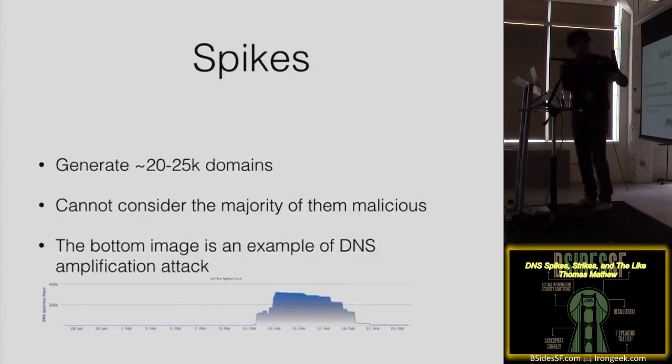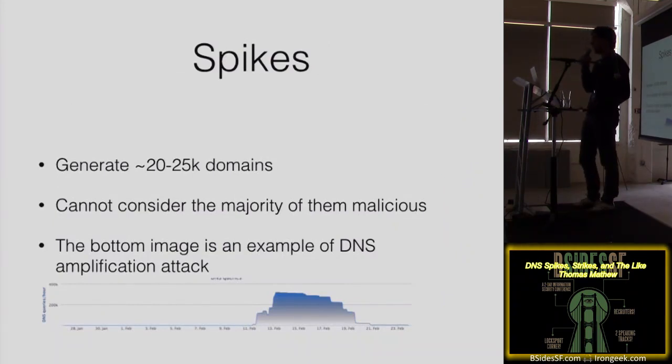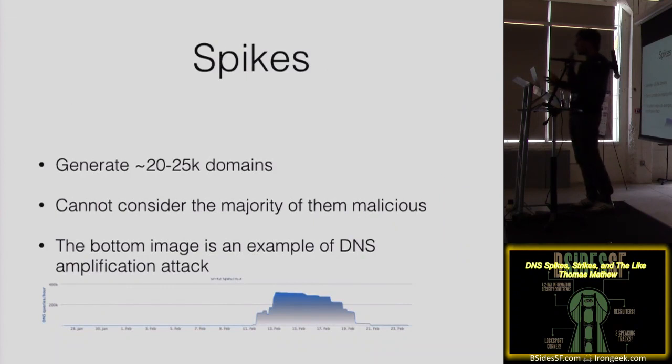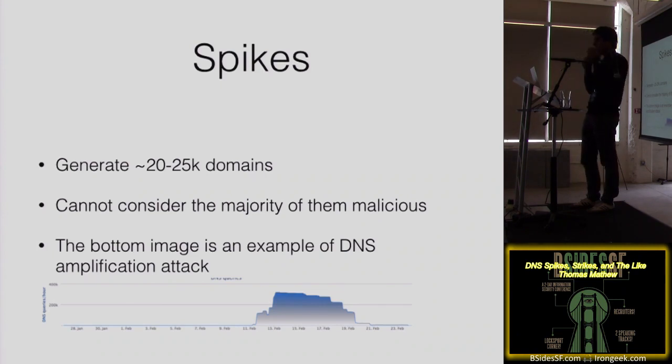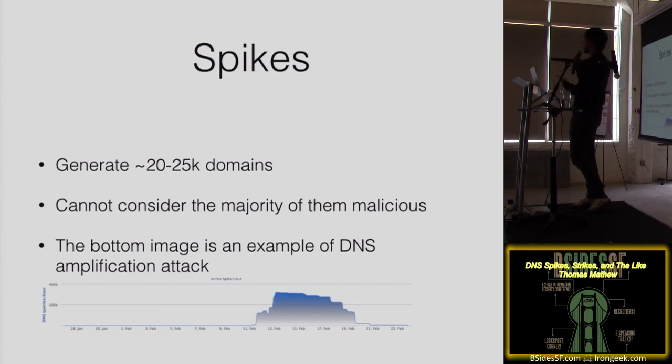So for example, this is a spiking domain which you might think is actually malicious, but in fact it's just an example of a DNS amplification attack. So we can't actually block this website because it's a totally benign website. It's some poor person who, I guess, misconfigured their DNS server and somebody is exploiting it. But we can't actually put that on the blacklist because it's not a true malicious website. So we have to be very careful when it comes to deciding what we can consider malicious and what we cannot. And that then brings us to a much larger problem.